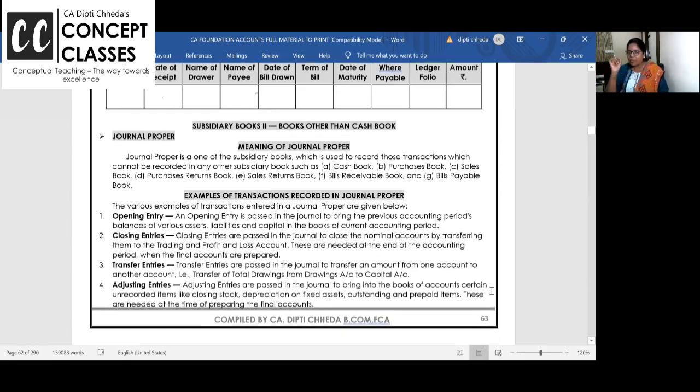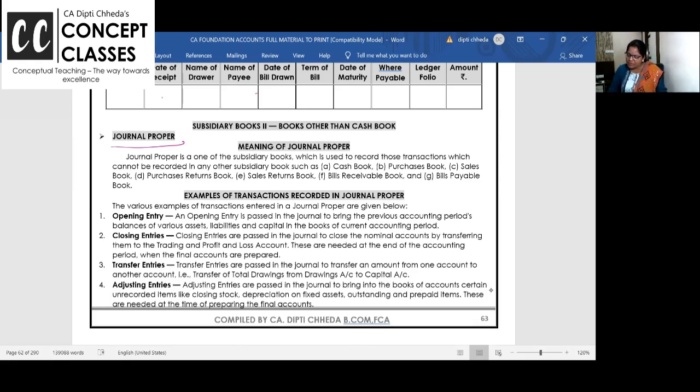Now I'm coming to the very important concept, the last one for today, journal proper. Listen carefully. Purchase, sale, purchase return, sales return, they all are recorded in the subsidiary books. Other than this, all the transactions are recorded in the journal proper. So now the question in our mind should be, what all transactions are recorded?